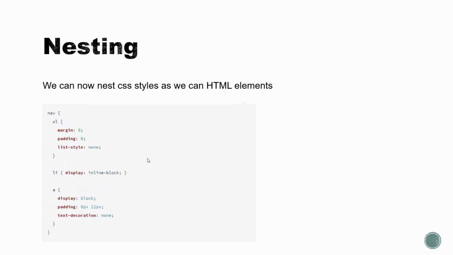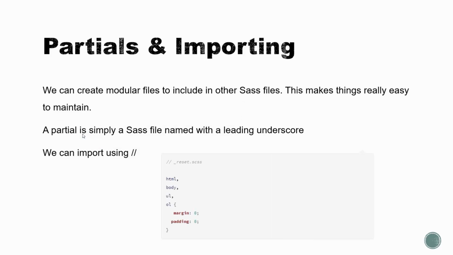Nesting, we can now nest CSS styles like we would HTML elements. For example, we have a nav here. Inside the nav we have a UL, and we also have an LI and an A link. So you can see it's nested inside of the style. And obviously this will get all the ULs that are in the nav. Same thing here, all the LIs and all the A tags that are in the nav.